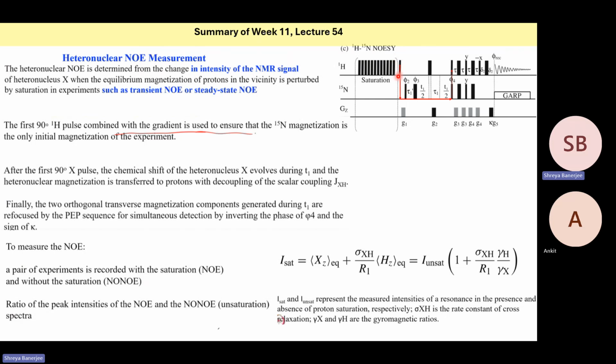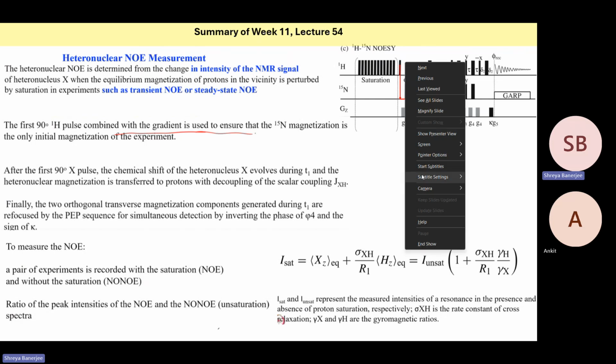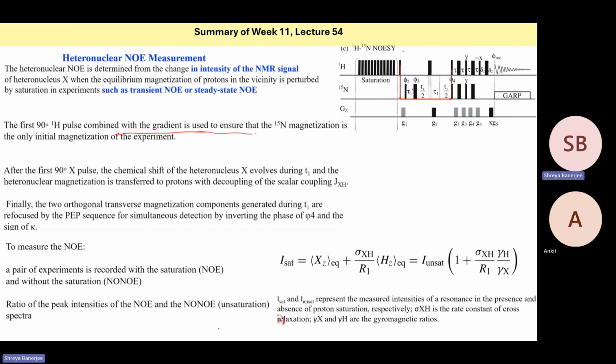After that, a 90-degree pulse is given to the proton. Then it is transferred to the 15N. The first 90-degree pulse given to the proton, which is this pulse, combined with the gradient G1, is used to ensure that the 15N magnetization is the only initial magnetization of the experiment.